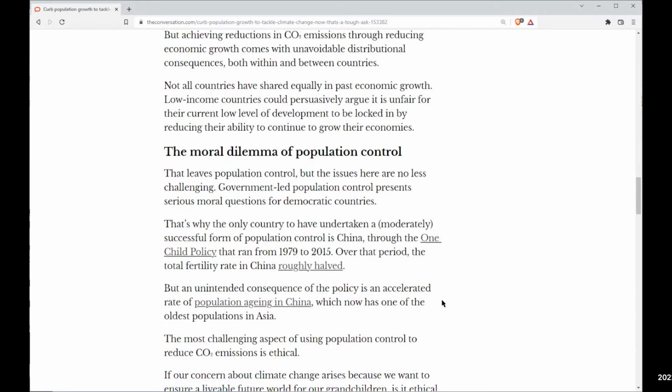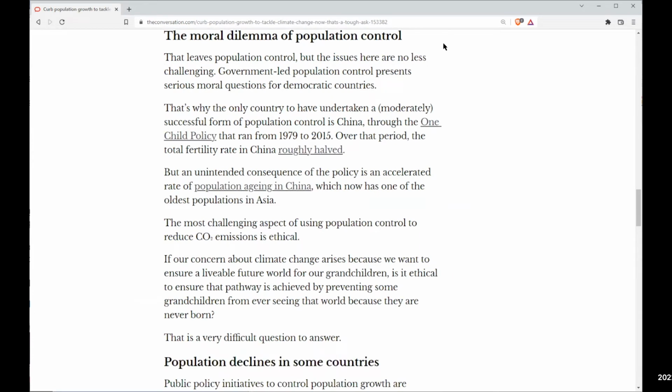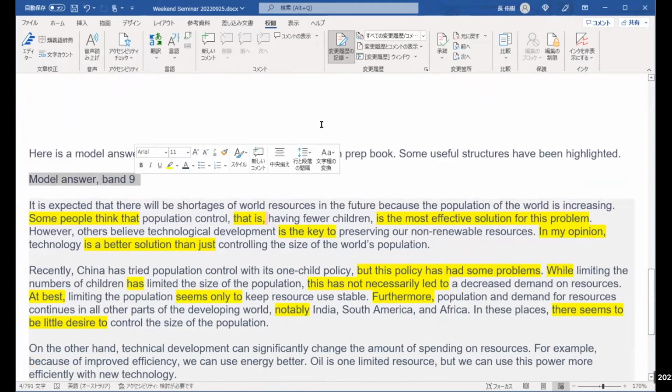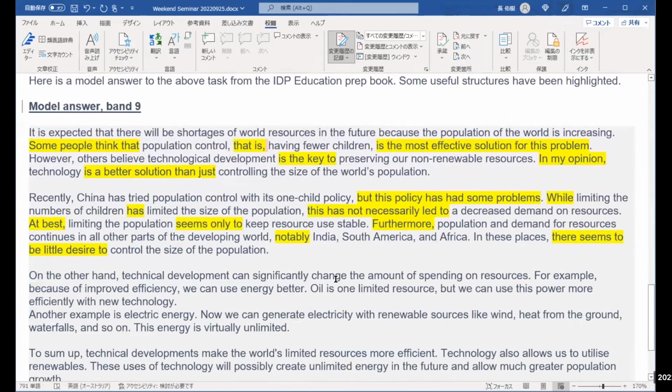Now, this model answer is from the book that I mentioned, the IDP Education Preparation book, which is published in Japan, in Japanese, and which I and a few other people have had some input into. And this model answer is a band 9. It could be improved probably in some ways, but really it doesn't have to be perfect to be a band 9. And that is something that is important to remember.